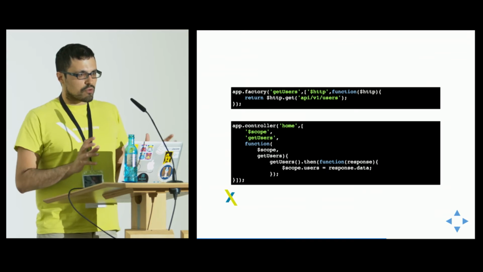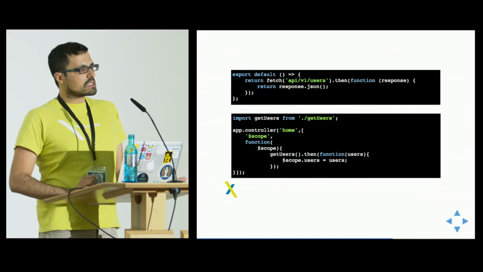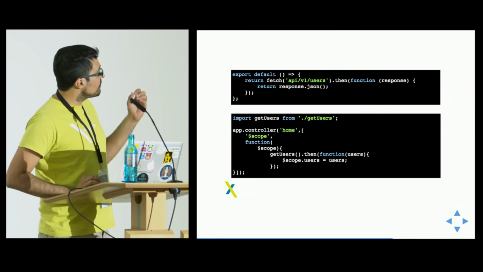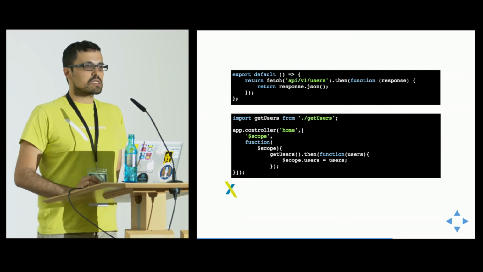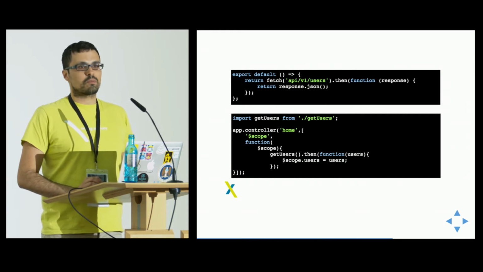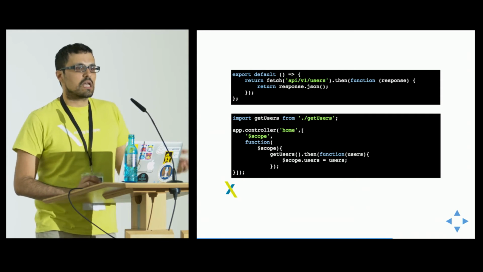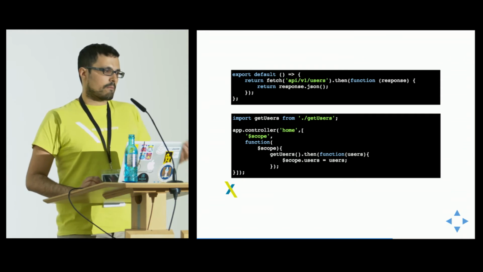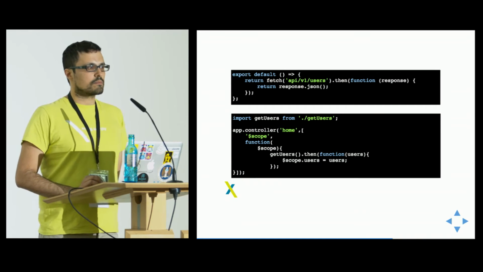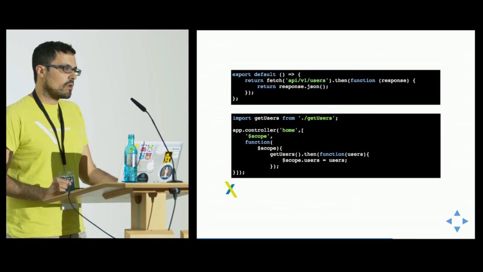But let's try something slightly different. In this second example, we do exactly the same thing. But the first block now is standard ECMA6 code. We use export default to export the function to other modules, and we use fetch instead of the Angular HTTP client. And then we use it in a controller in the same way. We just use the import keyword instead of the getUser dependency. What has changed?